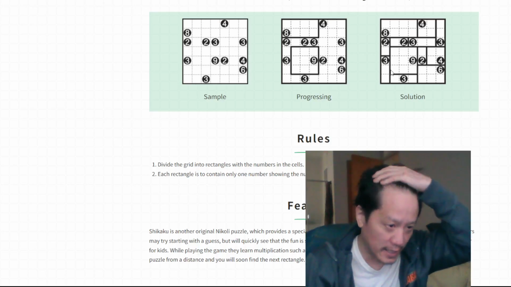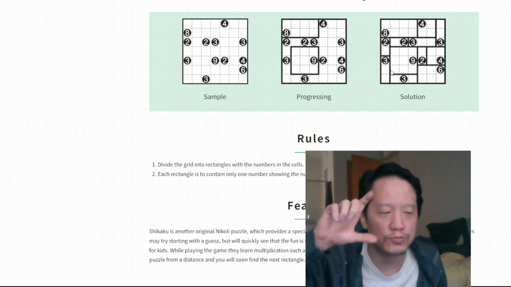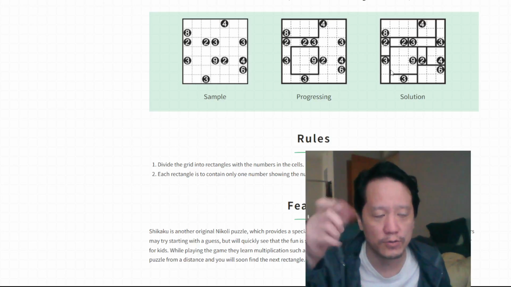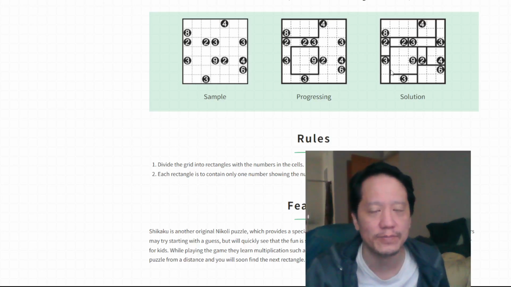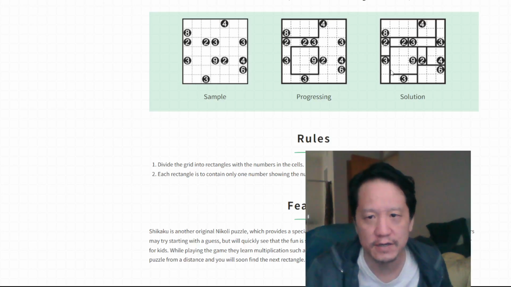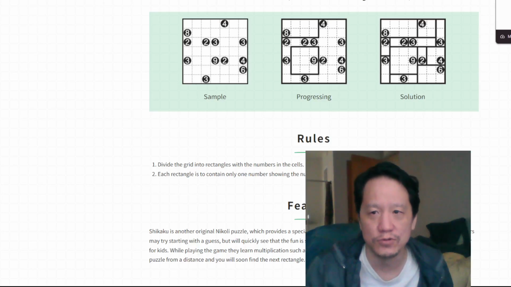But the ones that can have more than 1 row and more than 1 column have to be 4, 6, 8, and 9, right? I guess you could have larger digits. But anyways, that's the Shikaku rules.